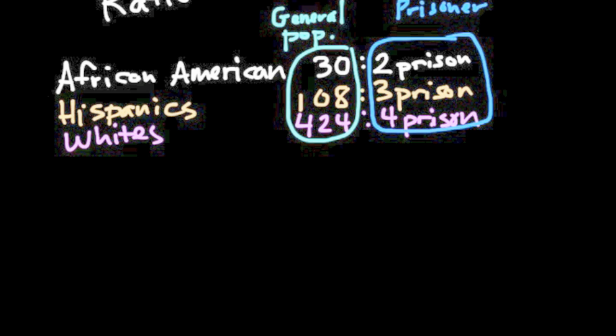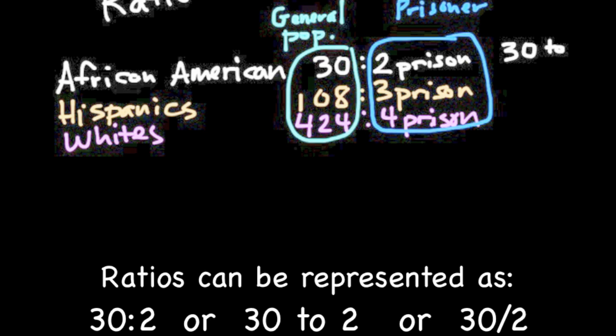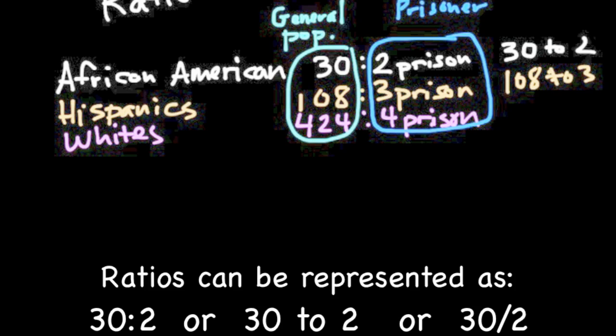And just so we're clear, this is how you could write it as well. I think you heard me say 30 to 2. So this could also be written as 30 to 2, 108 to 3, and 424 to 4. So that's another way you could write the ratio. You could write it with the colon, you could write it with the word 'to', and you could also write it as a fraction.